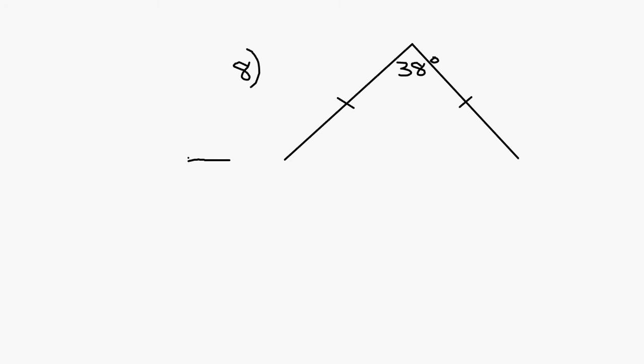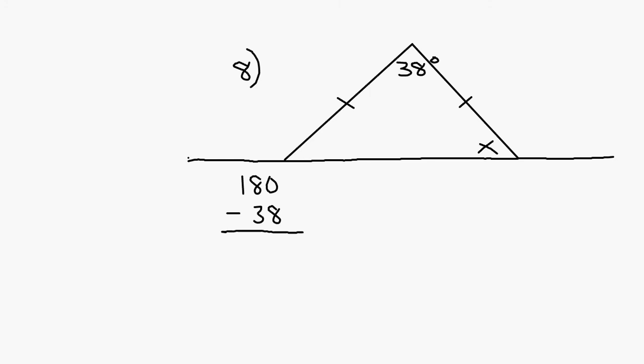Well, this is the ground. So they're looking for this angle right here. So again, you've already done this. If you take 180 and you subtract the 38 from it, there's going to be 142 degrees left. And that has to be split up into two angles evenly. So you take the 142 and divide it by 2. And that's 71 degrees. That's the measure of each of the angles that are formed with the ground.